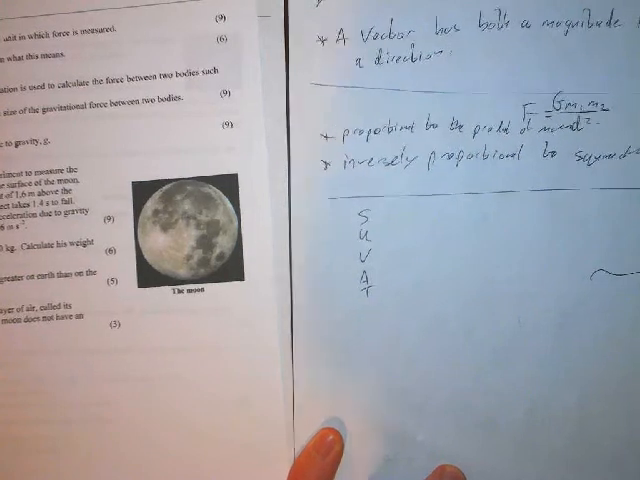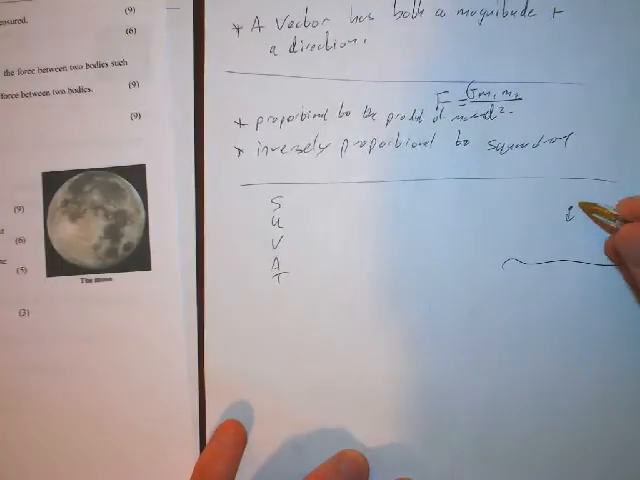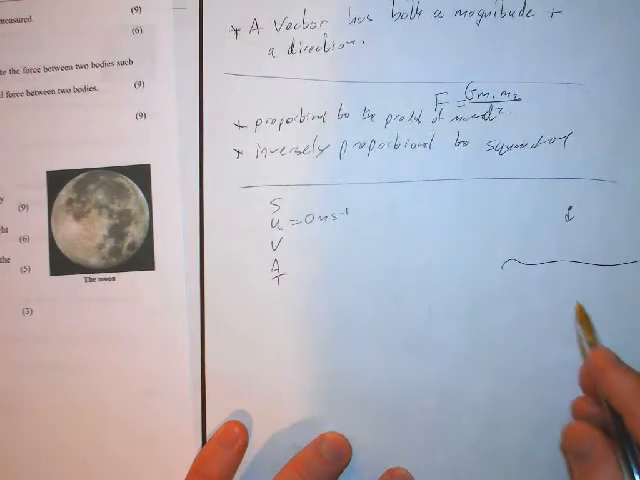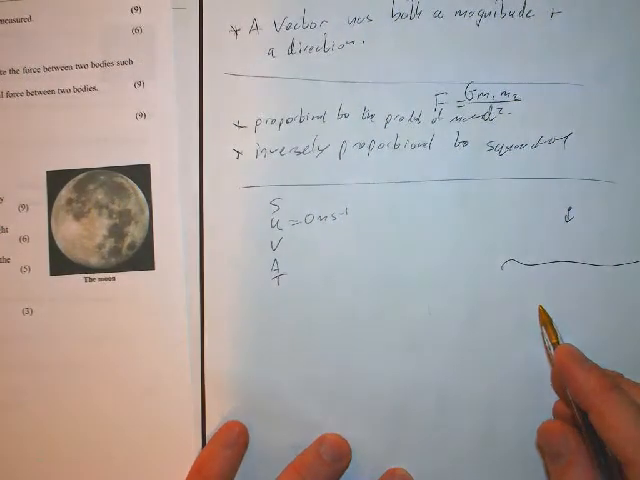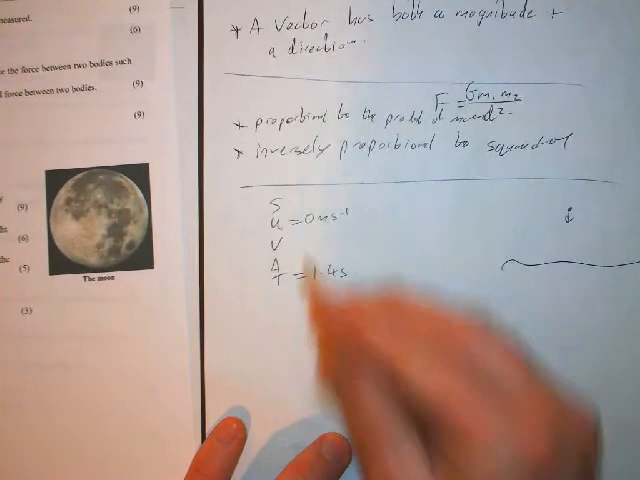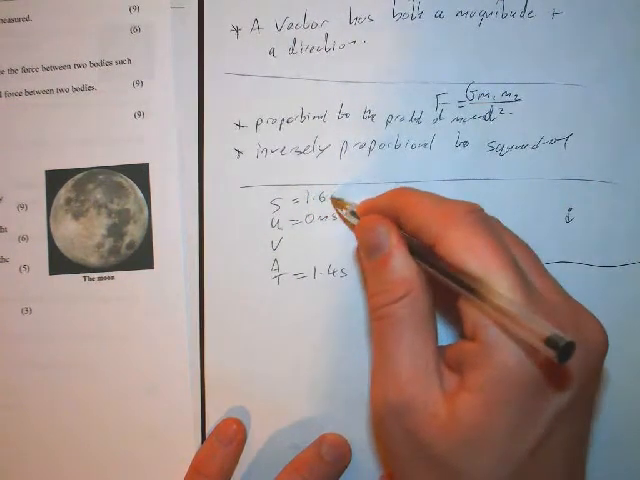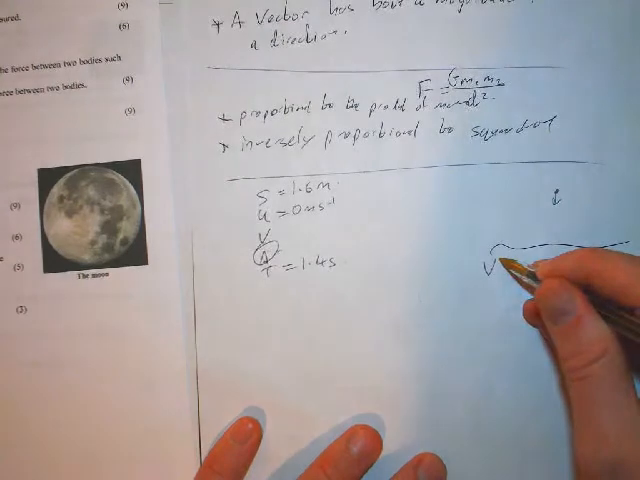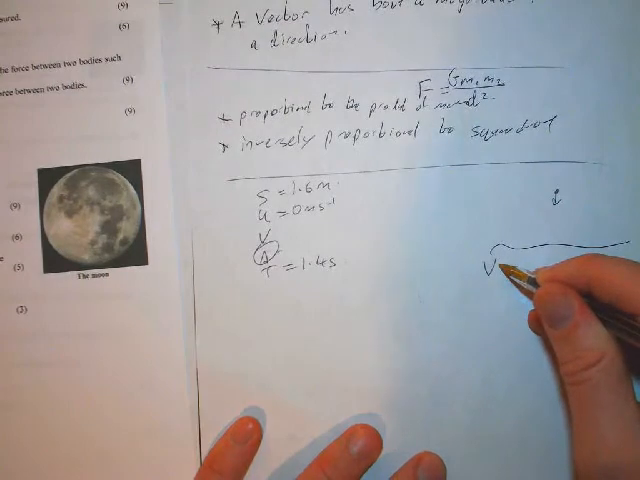So let's think about what's going on here. There's the surface of the moon, and we're dropping something from there. Initially, it was at rest. Before we released it, it had no velocity. At the end, it took 1.4 seconds to fall, and the distance was 1.6 meters, and we're looking for a.